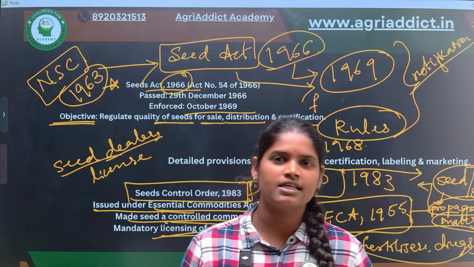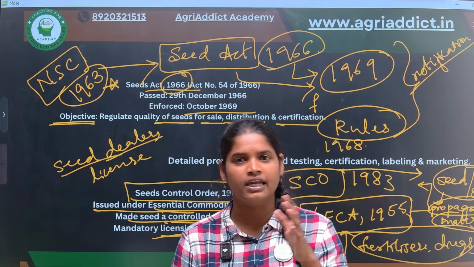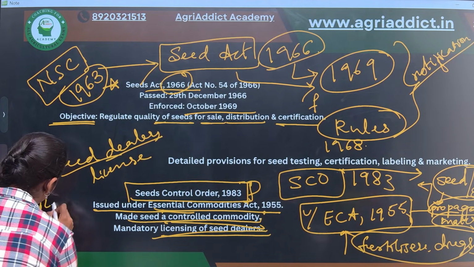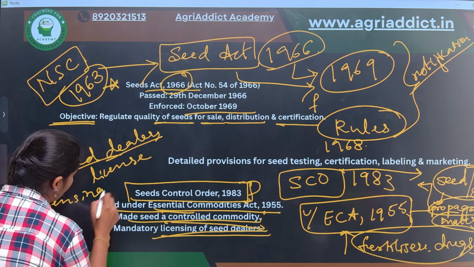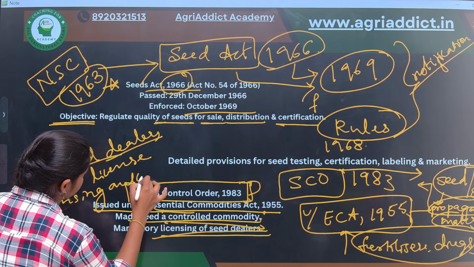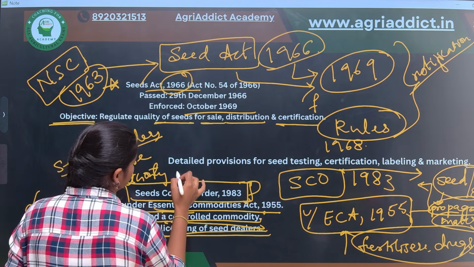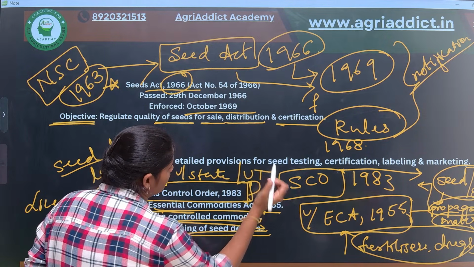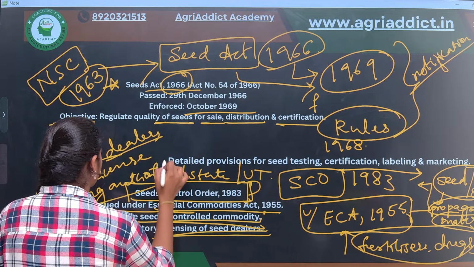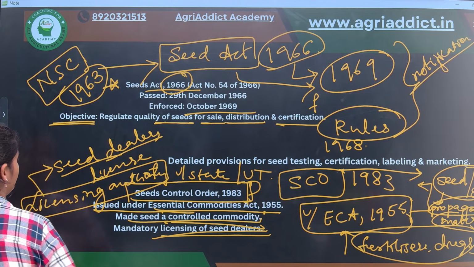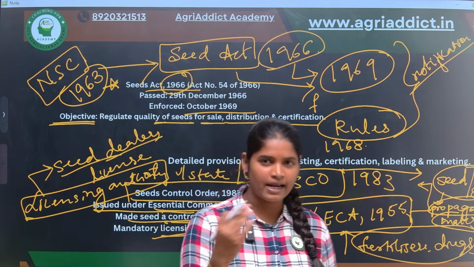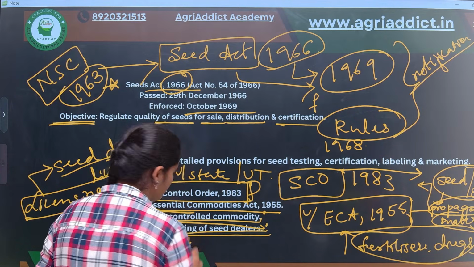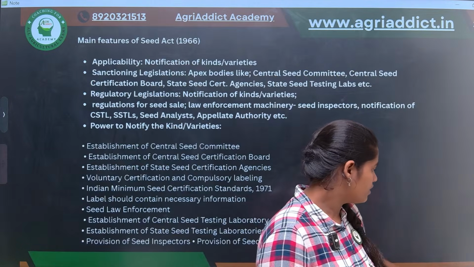What is compulsory licensing here? Unless they obtain a license from the government, where we have a licensing authority. Who will provide the license? The licensing authority, which is established under state governments, or for a UT, under the UT government. The licensing authority will provide a license to the seed dealers, and only then can they go for marketing of the seeds. That is a very, very important provision in the Seed Control Order.